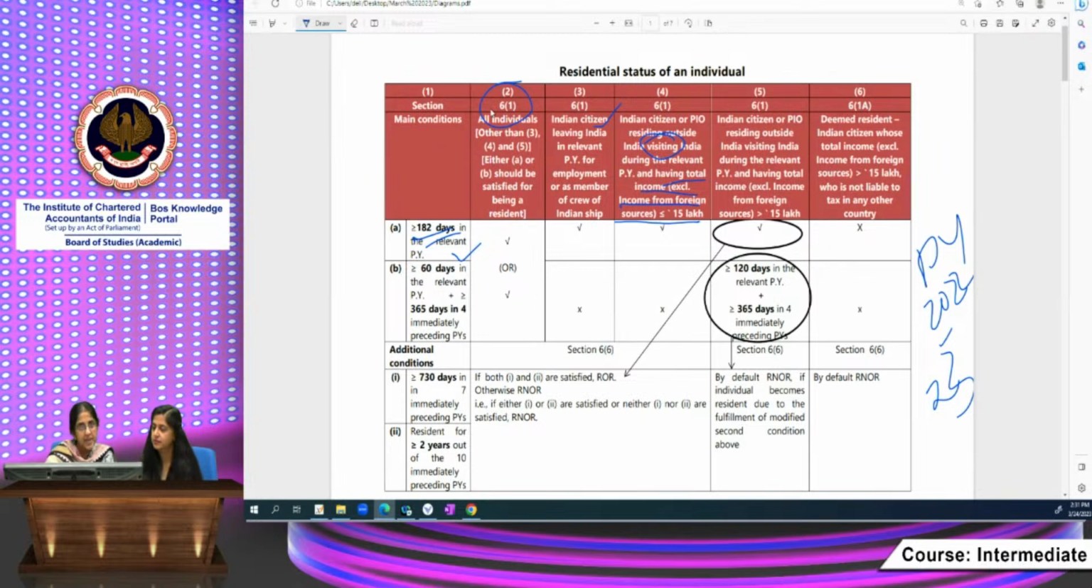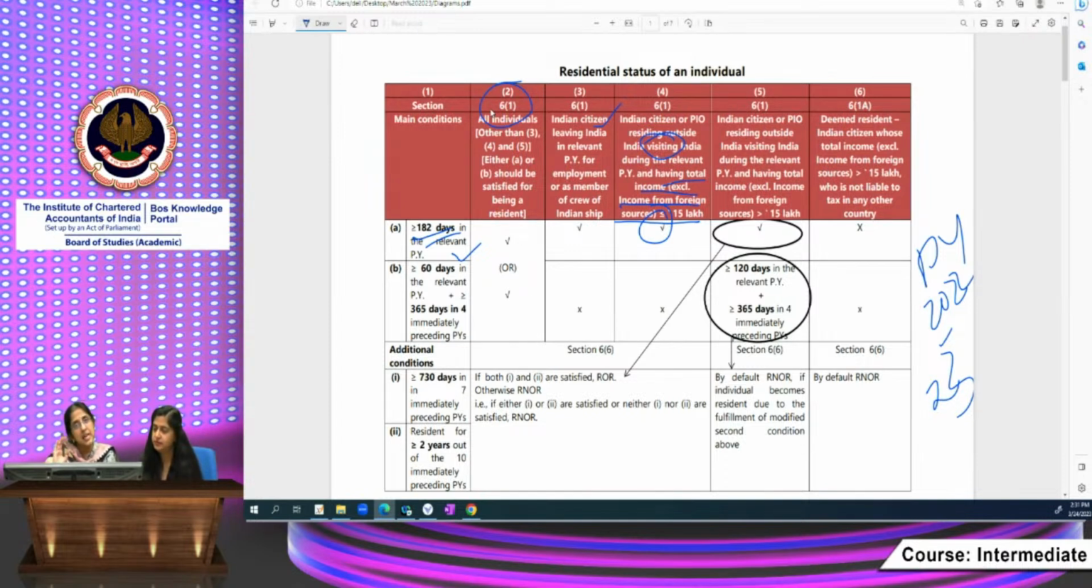I have to take all my Indian income into consideration. Plus, I have to take into consideration income from a business controlled from India or profession set up in India. These I have to consider. Income which is accruing or arising outside India, which is not deemed to accrue or arise in India, I should not consider for this purpose. So in my Indian income plus my income from business controlled from or profession set up in India, the sum total of the two, if it is lesser than or equal to 15 lakh, then again, only the first condition will apply. That is, I have to remain in India for 182 days to be treated as a resident. Otherwise, I will be a non-resident.